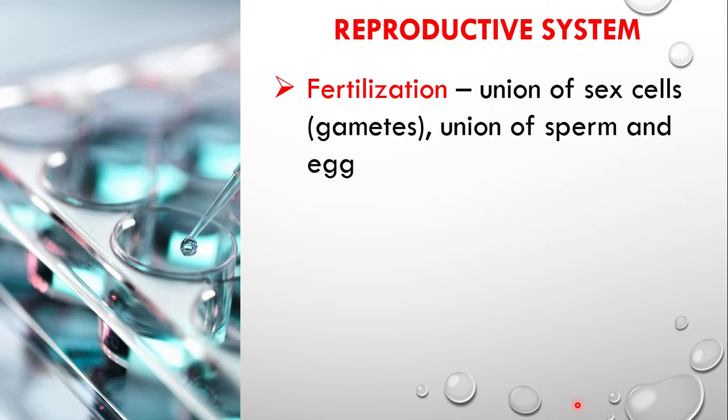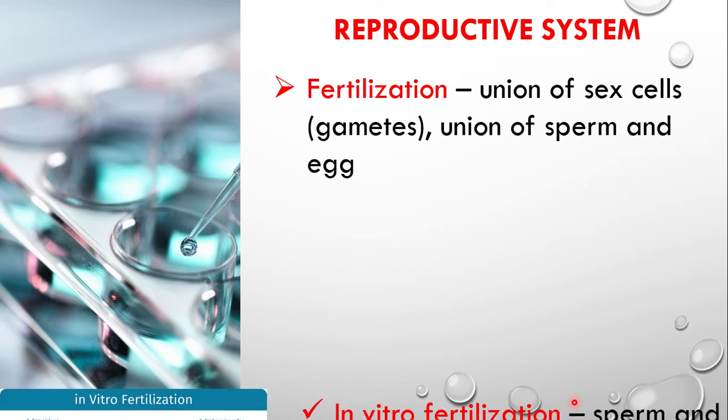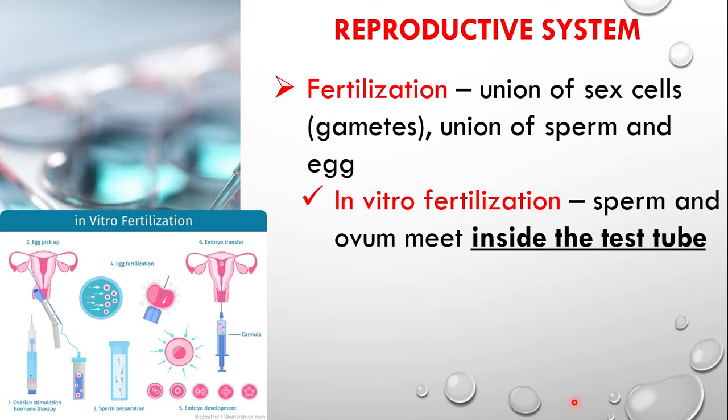So, during fertilization, this is where the union of sex cells or the gametes happens, which is the union of the sperm and the egg cell from the female. Okay? So there is what we call in vitro fertilization, in which sperm and ovum meet inside the test tube, no? This is done especially for those couples who have difficulty having a baby. Okay? So in vitro fertilization, again, the fertilization happens in the test tube or in the petri dish.